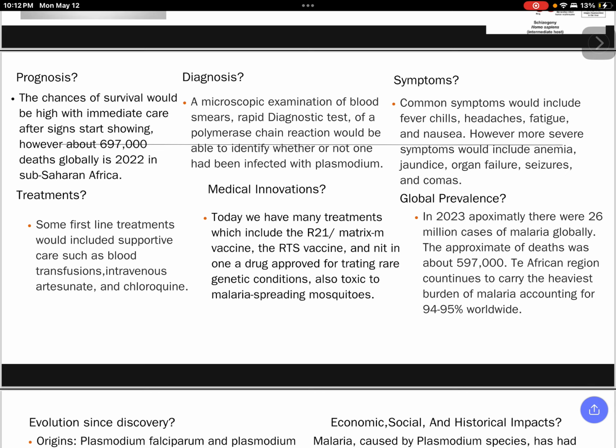Symptoms. Common symptoms would include fevers, chills, headaches, fatigue, and nausea. However, the more severe symptoms would include anemia, jaundice, organ failure, seizures, and comas.